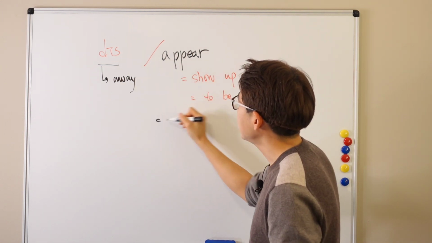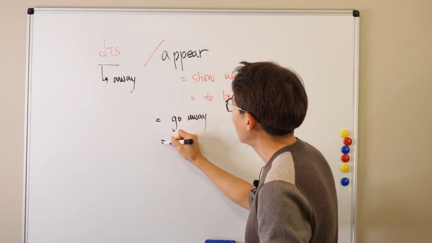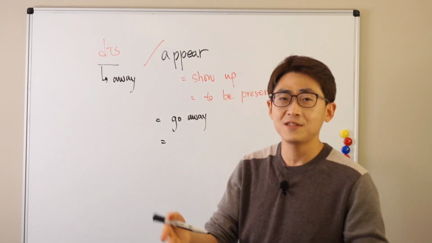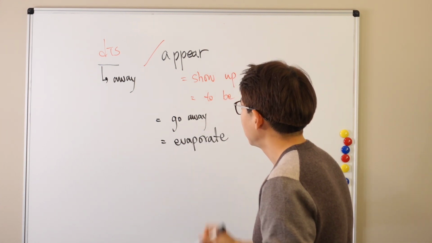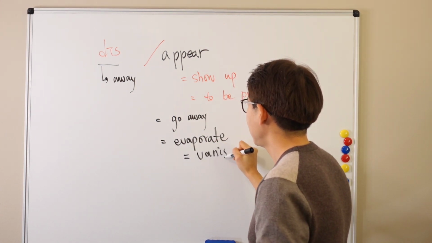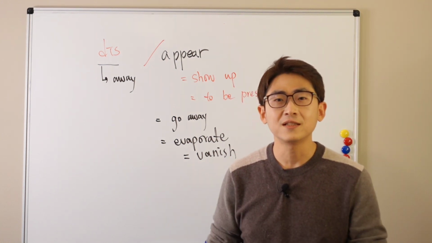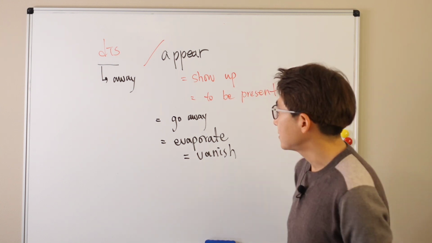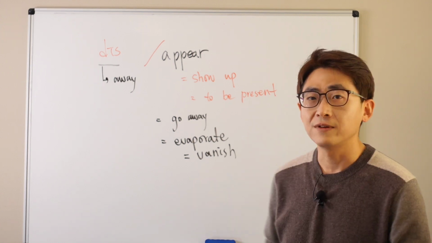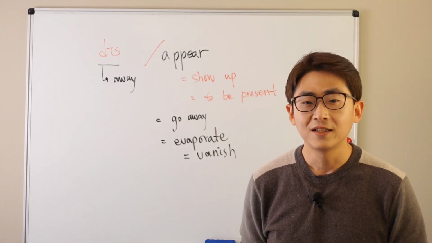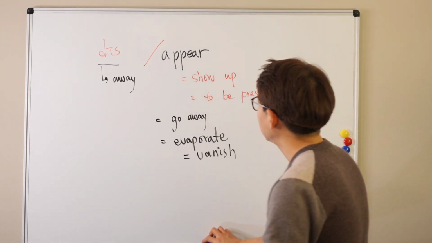So disappear means go away, or we can even say things like evaporate, vanish. And someone was there right beside you, and suddenly, all of a sudden, he is nowhere to be seen. Then you can say he disappeared. He went away, he evaporated, or he even vanished. So that's what the word disappear means. Fair enough. The next one.